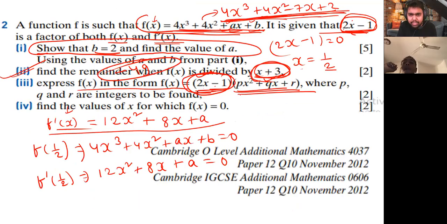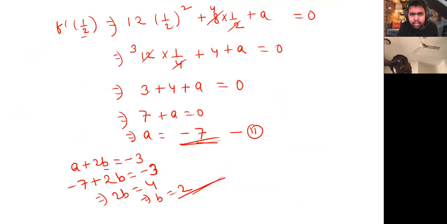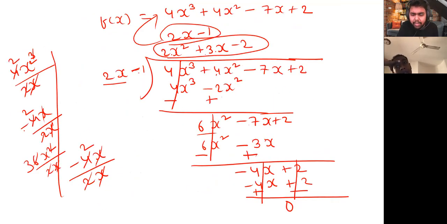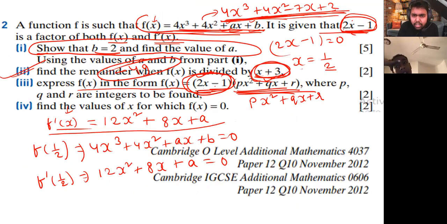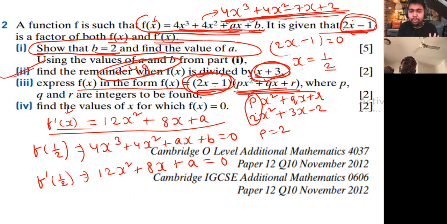See here. Now, can you see? This was written like this: px square plus qx plus r. And what we got was 2x square plus 3x minus 2. So what is my p? p would be just 2, right? It was px square, so I already have x square like this. So p would be equal to 2 and r would be equal to minus 2.